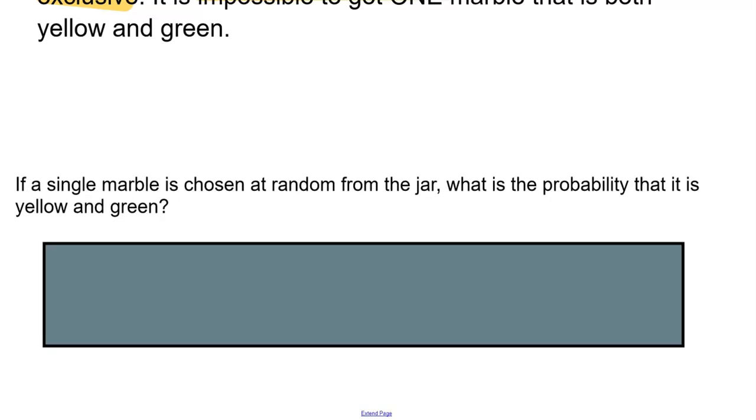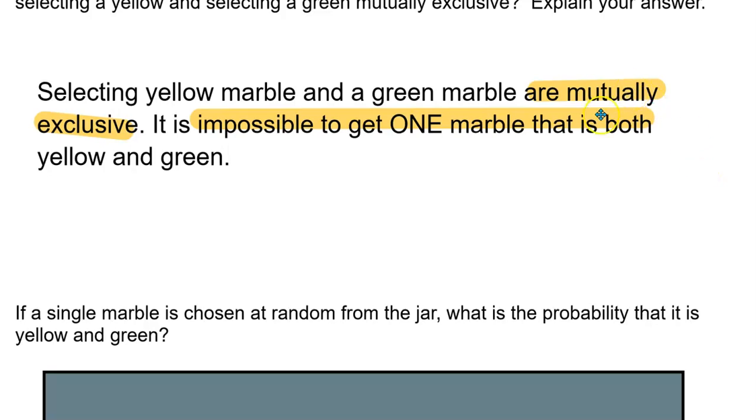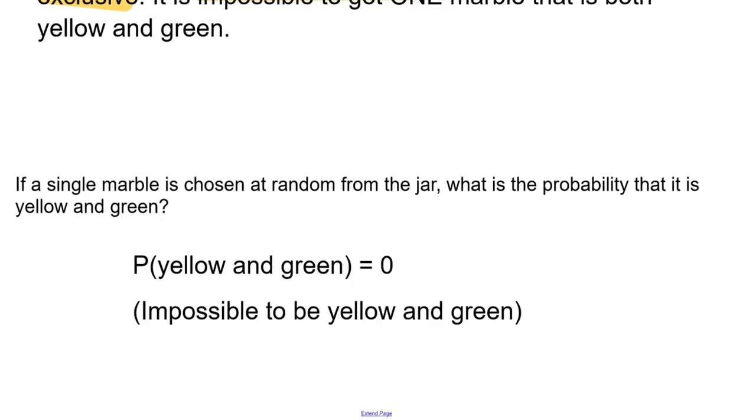So what if we choose a single marble at random from the jar? We're just going to put our hand in the jar, pull out the marble. What is the probability that it is yellow and green? Well, remember, up here, we said they were mutually exclusive. And on the last page, we said if events are mutually exclusive, the probability of those two events with an and is always 0. It will not happen. A marble is impossible to be yellow and green. Probability of 0 means impossible for those outcomes to happen.